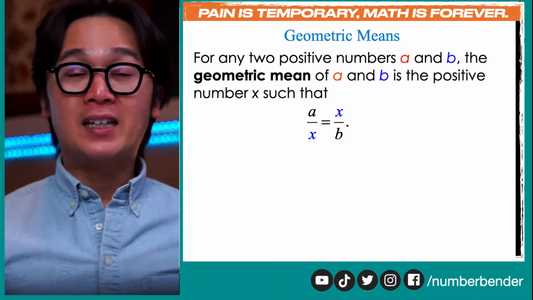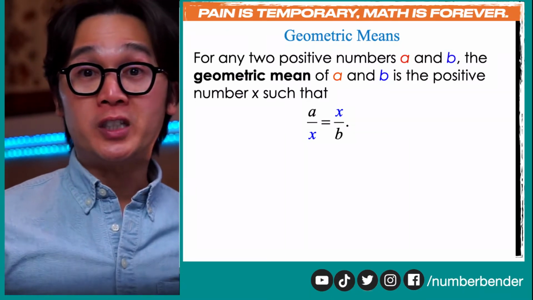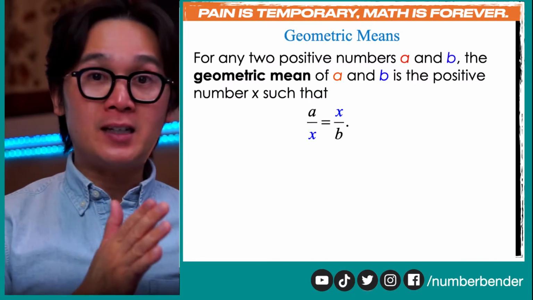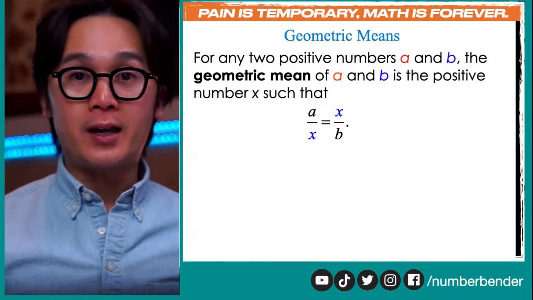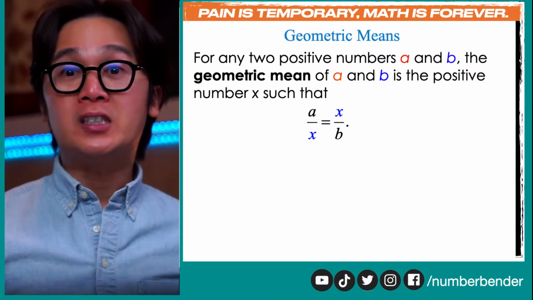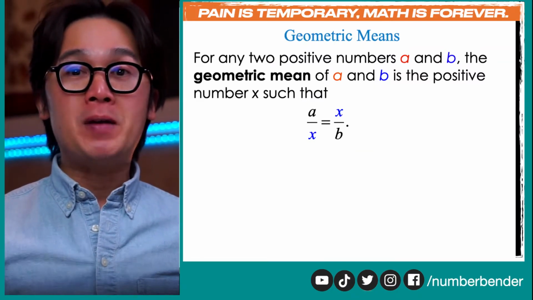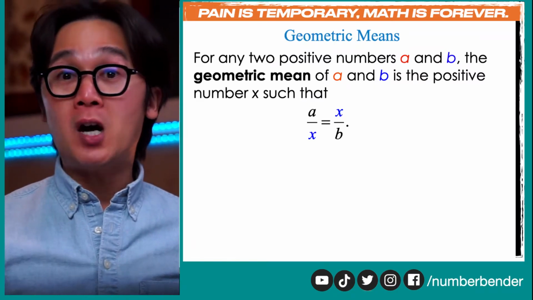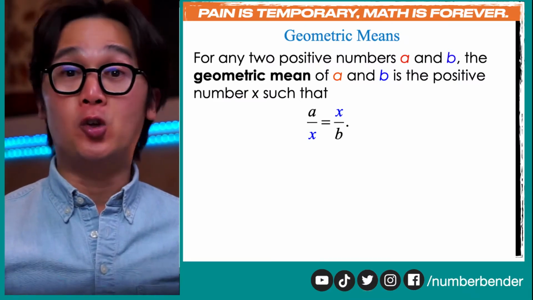But before that, let's talk about geometric mean because we're going to be working with proportions. When we talk about similarities, expect that there will be proportions that we're going to be using to help us solve our polygons for today. So according to the geometric mean, for any two positive numbers a and b, the geometric mean of a and b is the positive number x such that a over x is equal to x over b.